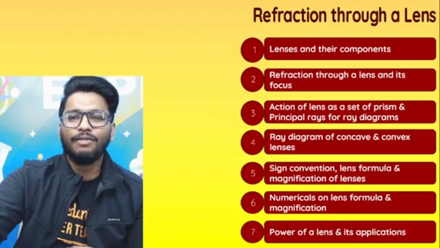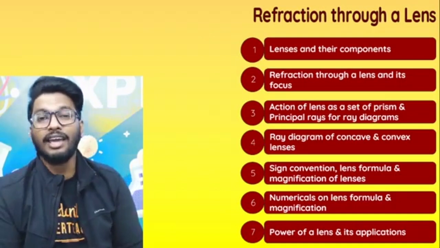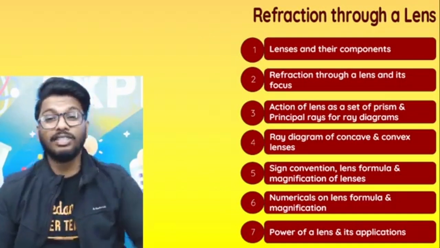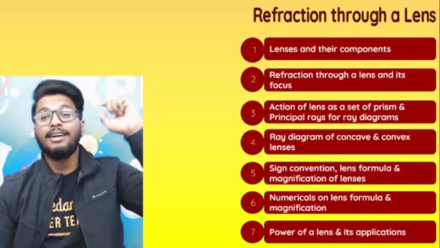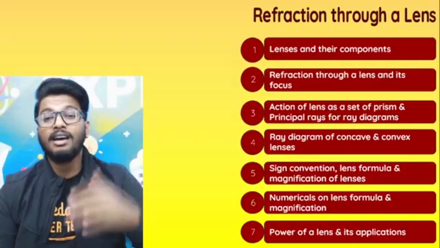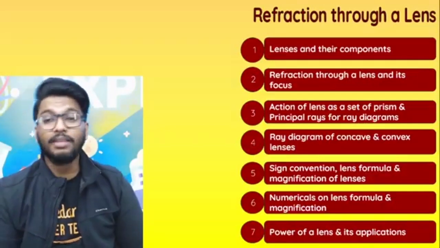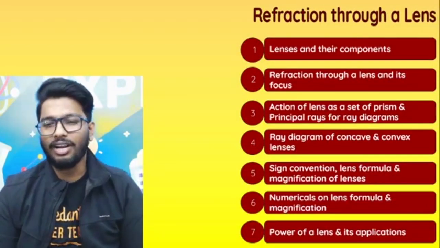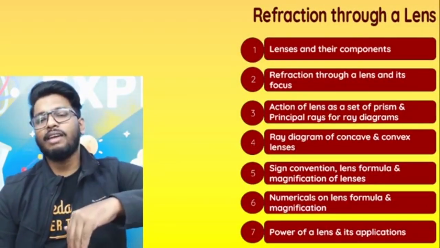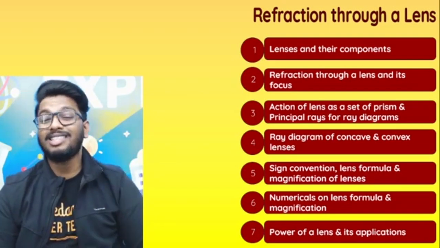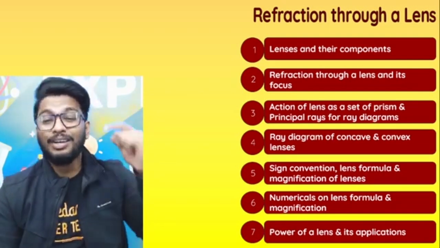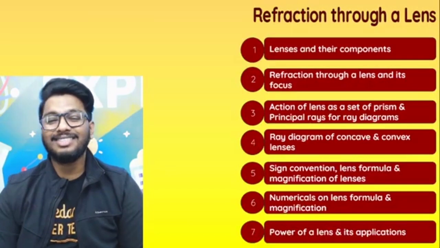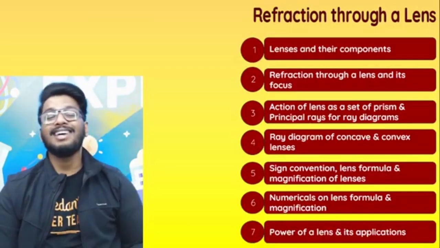So without wasting any more of our time, let's begin the topic for today. We have a lot of things to cover, starting from lenses and its components, to refraction through a lens and its focus, action of a lens as a set of prisms, and principal rays of refraction, ray diagrams of concave and convex lenses, sign convention, lens formula, magnification of a lens, numericals on lens formula and magnification, and power of a lens and its application.